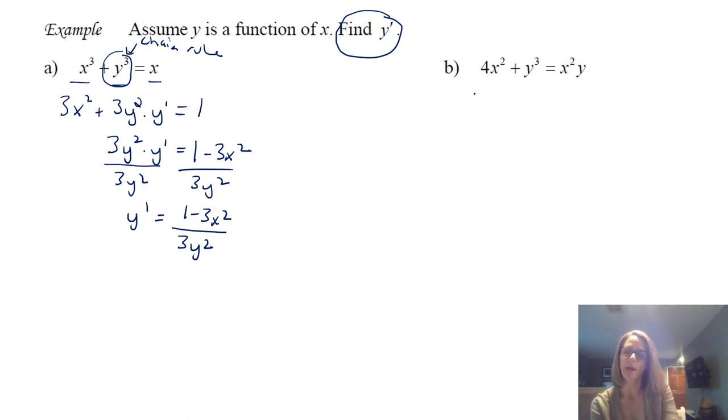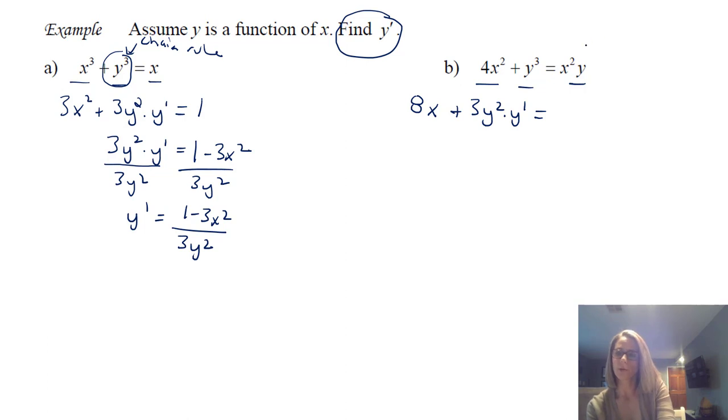So now we've got 3 pieces again, 1, 2, 3 in B. The first piece, totally normal. We've got 8x, that's it, just like we would normally. Now, the derivative of y cubed, we already had that in the last one, so we're using that chain rule there, 3y squared times y prime.